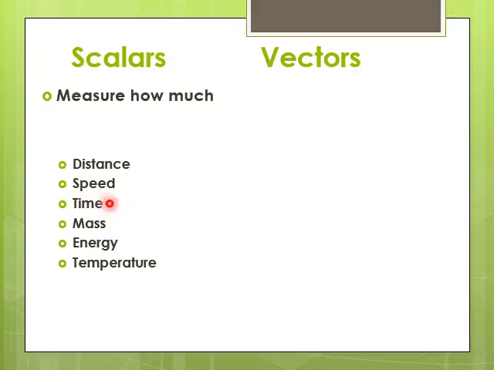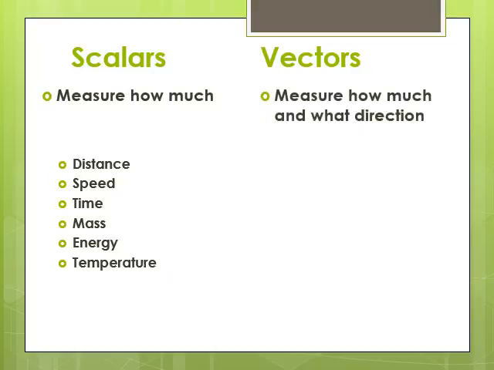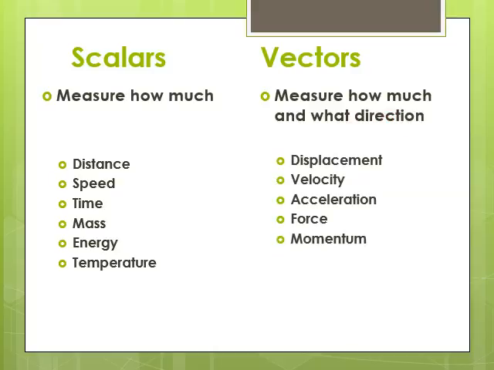It wouldn't make sense to say that the time is 3 seconds downward or temperature is 30 degrees Celsius to the north. Those just don't make sense to put a direction on. However, vectors are measurements that include a magnitude, which is how much, also with a direction. Examples include displacement, velocity, and acceleration. These are three vectors we've talked about before in this previous unit.